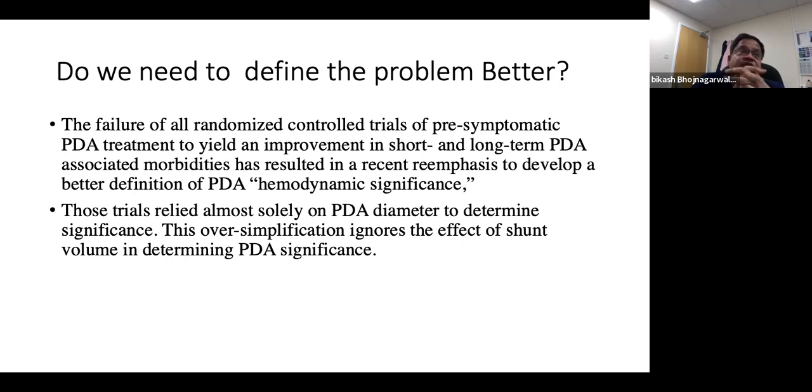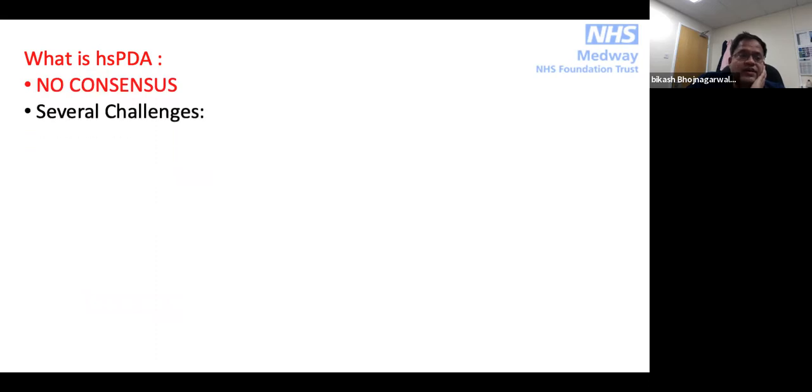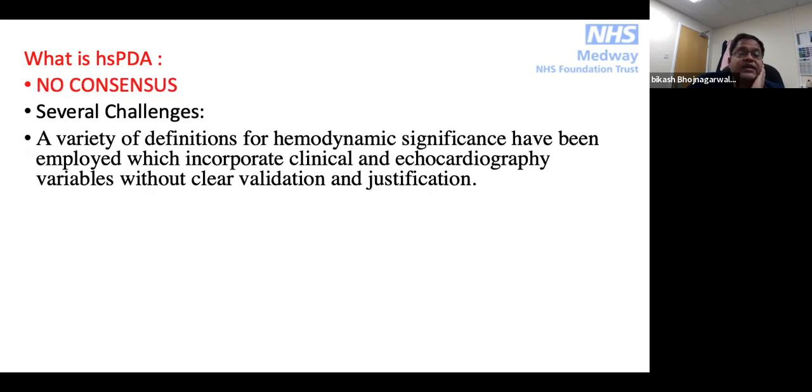And most of the treatments we have done in the past mostly rely on PDA diameter, and we have basically oversimplified our problem rather than concentrating on the shunt volume. So do we have a consensus after these 60 years of treating these ducts? We don't have a consensus at this moment. There are several challenges to getting a consensus. I don't know whether it is possible to get a consensus at this moment.